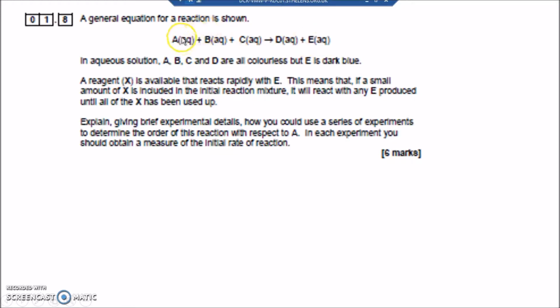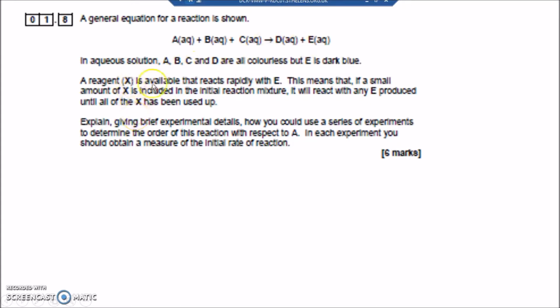So what we're going to do is try and determine the order of reaction with respect to A. So we're going to have to change the concentration of A and see how that affects the reaction. The volumes and concentrations of B and C will stay the same. And we're going to use a fixed amount of X to keep the experiment fair.